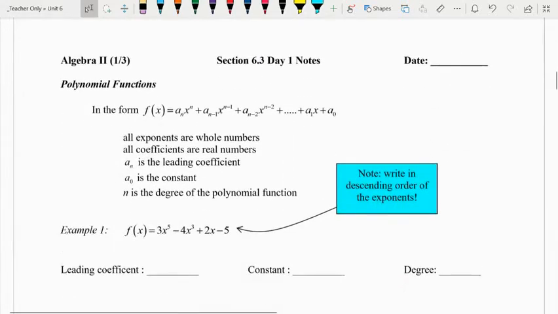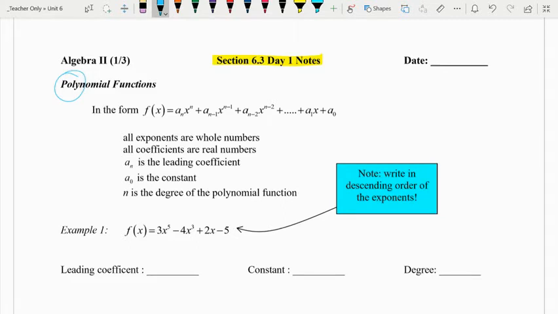Okay, so getting into the content for 6-3 day 1, what we're doing today is really just looking at polynomial functions in general. So remember, poly means more than one, right? So we're talking multiple here. So these are things like x to the 6th or x to the 10th or however high you want, and what those functions are going to look like.